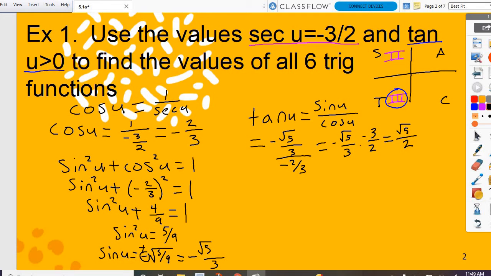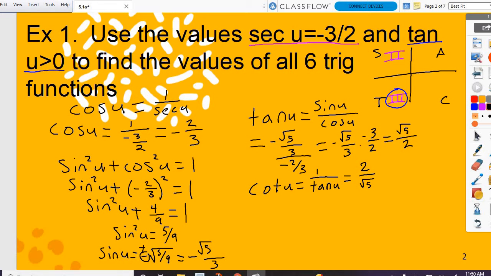So what are our last two that we need to find? Cosecant and cotangent. Well, you can just flip cosine versus tangent, right? So we can just flip our tangent to find what? Cotangent. Okay, so cotangent of u is going to equal 1 over tangent of u. So we can just flip this and we get 2 over the square root of 5.